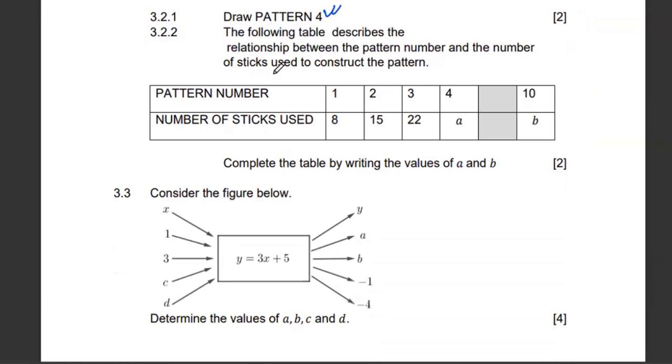So in the first pattern, it's telling us we're using 8 sticks, then 15, then 22. So basically we are adding a 7. 7 plus 7, we're going to have a 29, because they want us to get A and B. So meaning that A is 29. And then what happens when we find pattern 10?